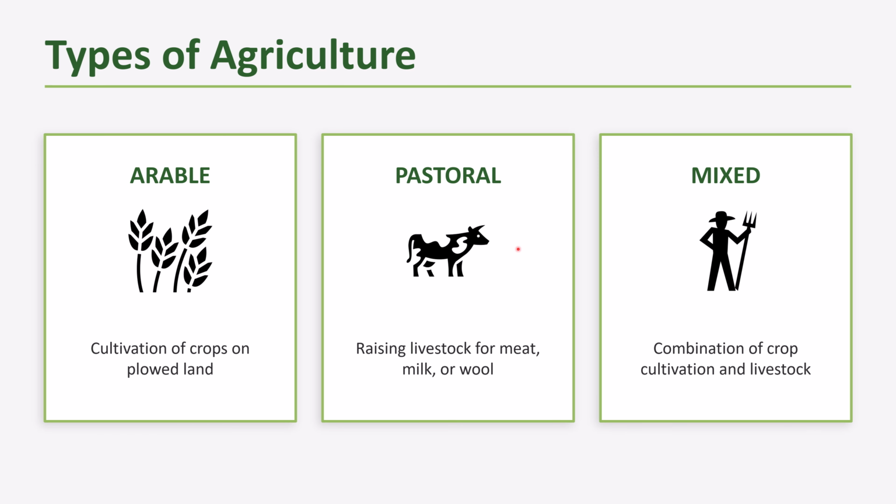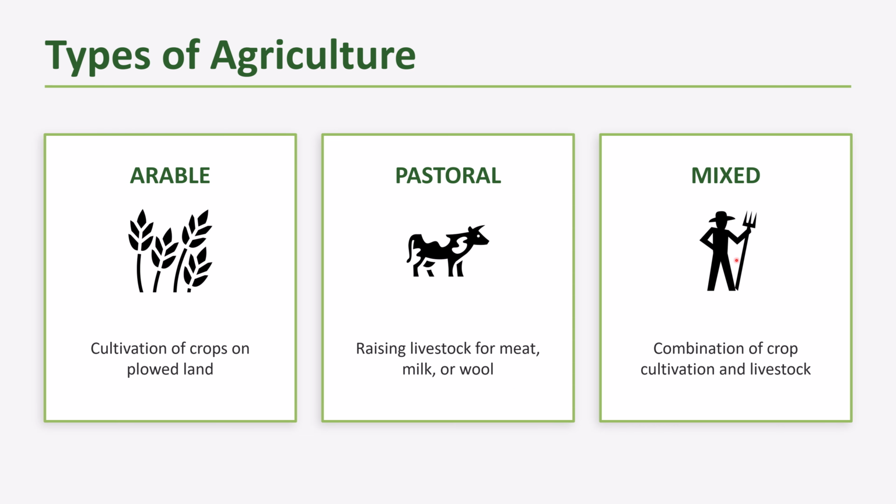Pastoral farming. Instead of crops, this focuses on raising livestock. This includes animals kept for meat, milk, or wool, such as cattle, sheep, or goats. This is often practiced on land that might be too hilly or dry for crops but perfect for grazing.